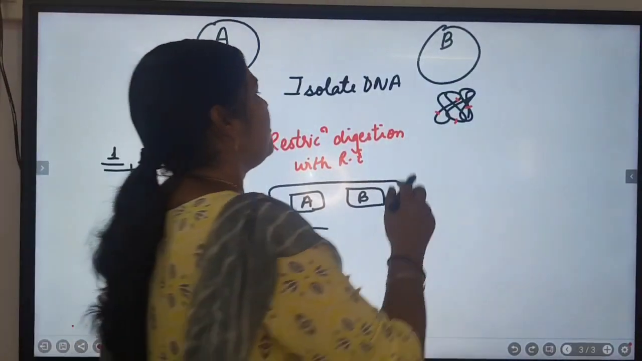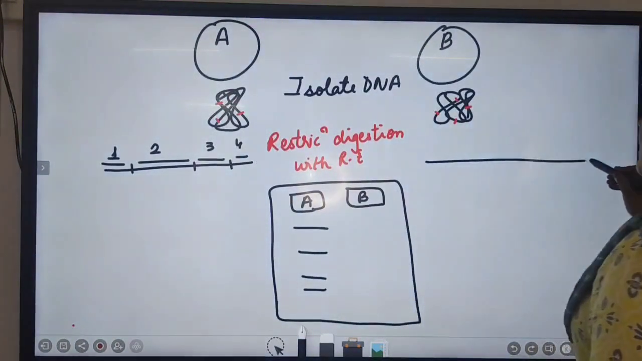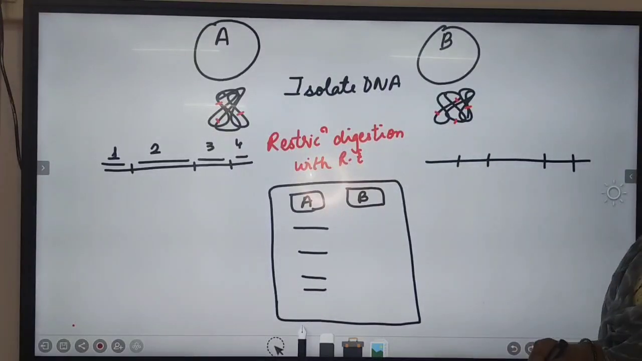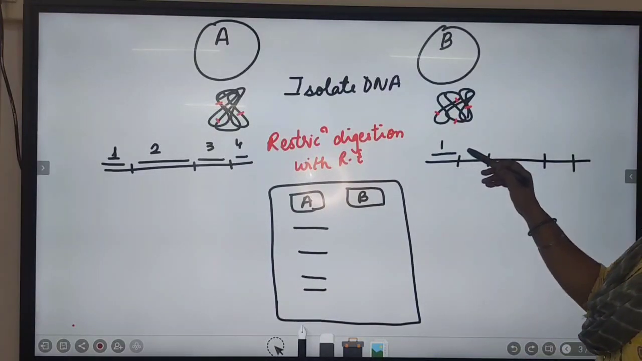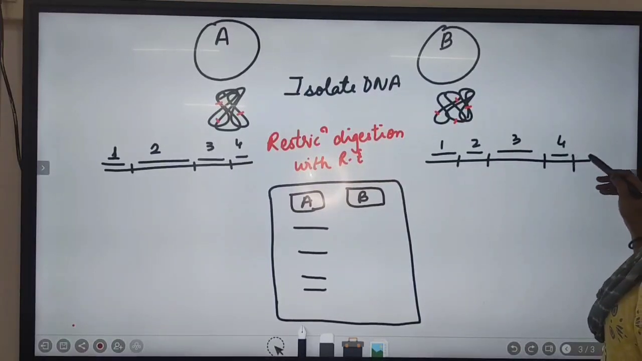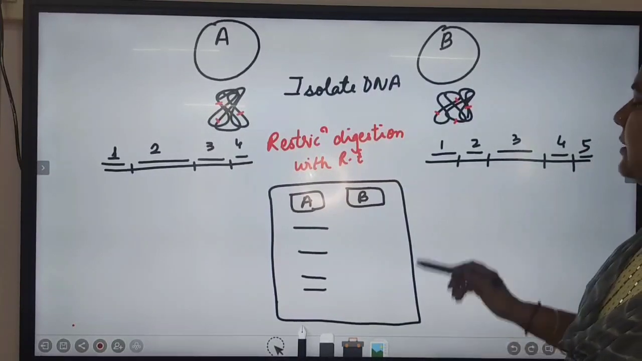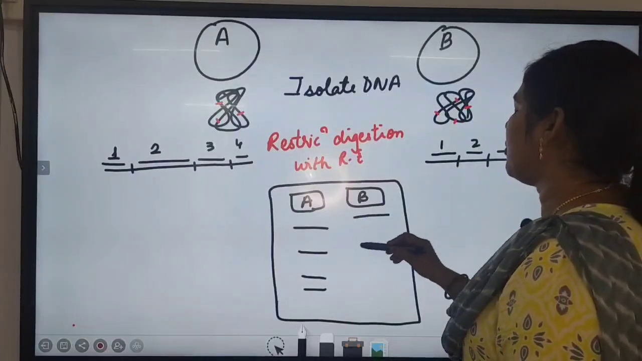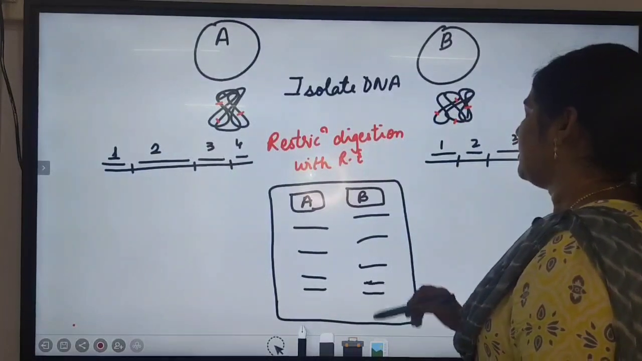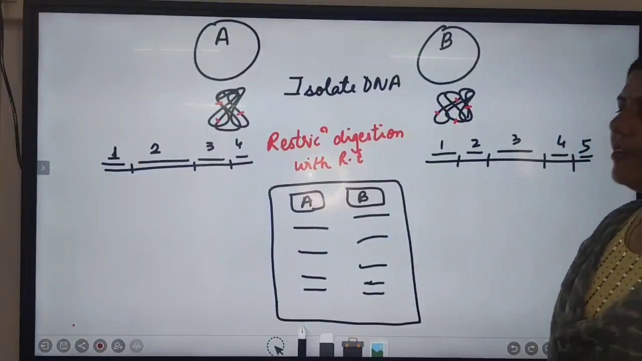Now if in individual B there were 4 sites, how many fragments will we get? We will get 1, 2, 3, 4 and 5, and these sequences will also get arranged according to their size. So here we got 5 fragments.